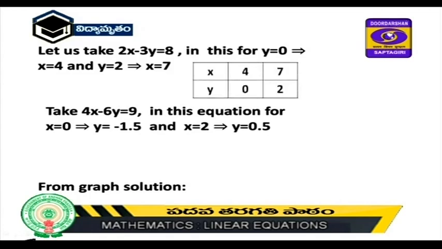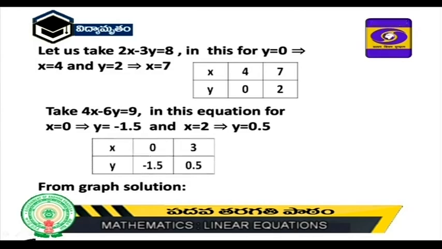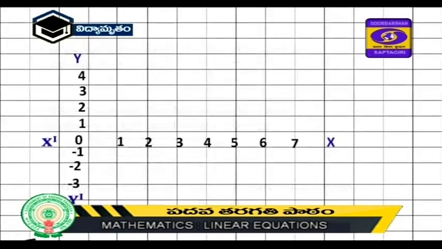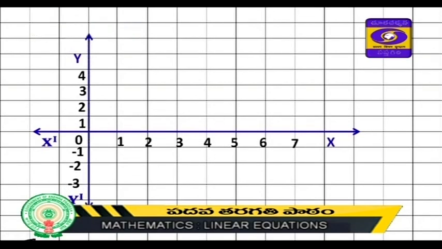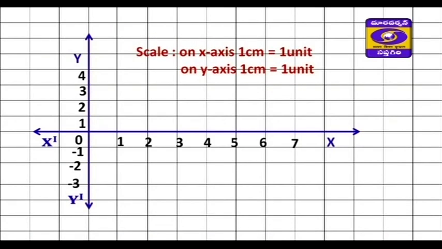These are the points for the first equation: 4, 0 and 7, 2. Take the other equation, 4x minus 6y. If you put x equal to 0 in this equation, y equal to minus 1.5. The second point is 3, 0.5. Now, I want to draw the graphical representation of these parallel lines. This is the x axis and y axis, and the scale is, now also I am taking 1 centimeter equal to 1 unit on the x axis, and on the y axis also 1 centimeter equal to 1 unit. So, the first point of the first equation is 4, 0, the second point is 7, 2.